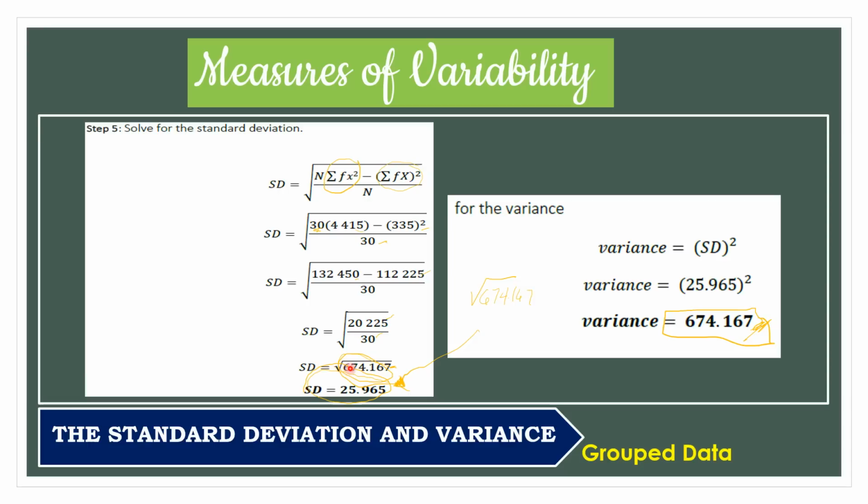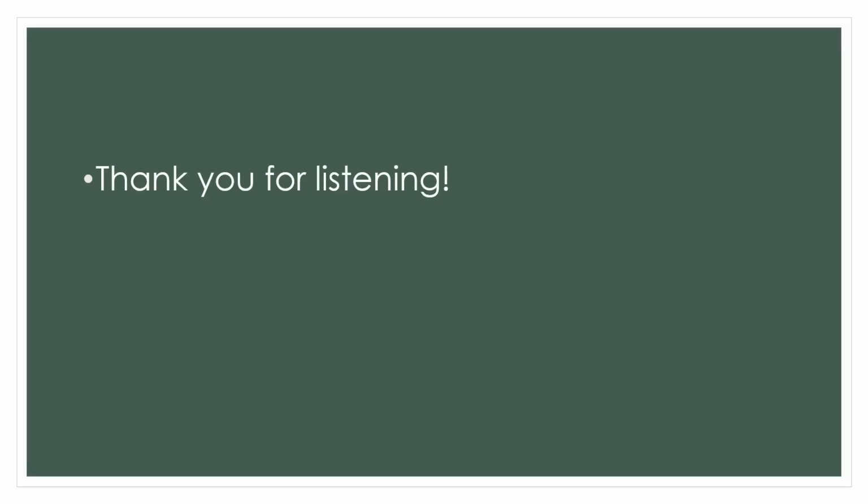But when we get the square root, the result is 25.965. That is our standard deviation. So again, when we square that result, we get the value of the variance. So here are the values that we have obtained: 25.965 for the standard deviation, and for the variance, the result is 674.167.